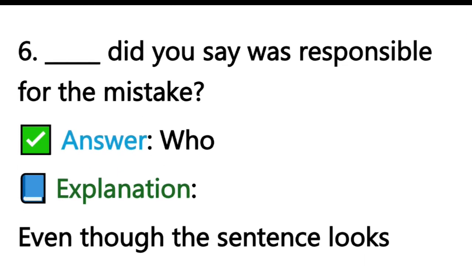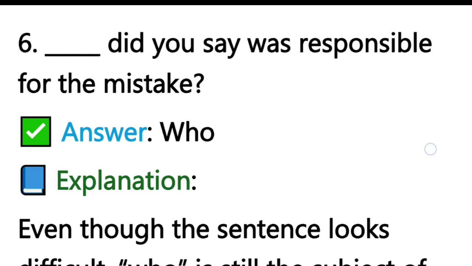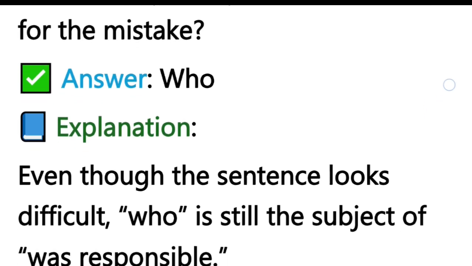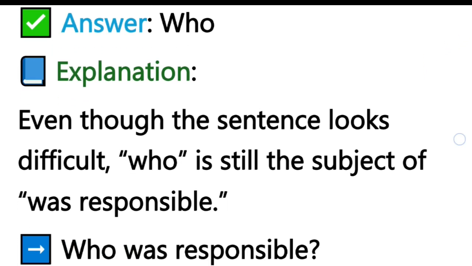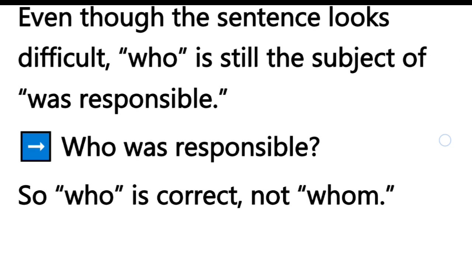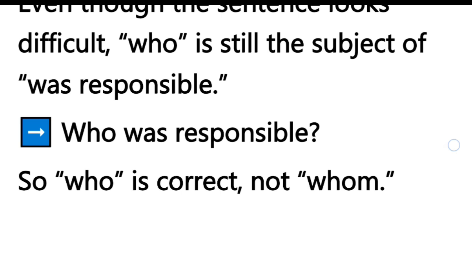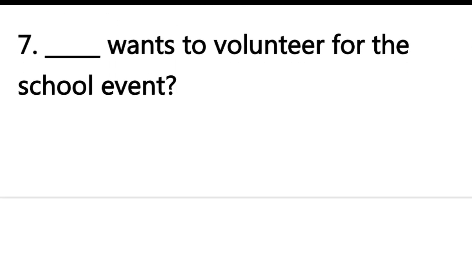Now question number 6. Dash did you say was responsible for the mistake? Answer will be who. Who did you say was responsible for the mistake? So we have used who because it has come at the subject place, and the answer will be the name of the person, which is noun. Even though the sentence looks difficult, who is still the subject of was responsible. Who was responsible? Answer will be the name of the person. So who is correct and not whom. Whom is used at the time when the person is receiving the action, but over here the person is doing the action, so who will be correct.